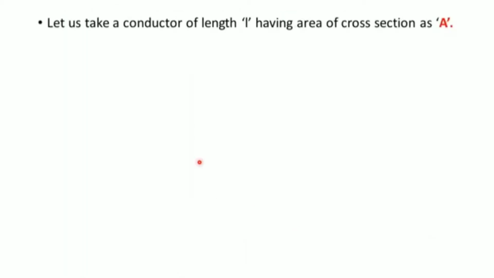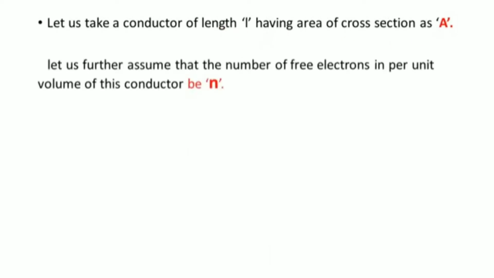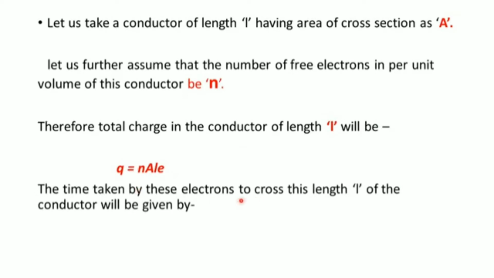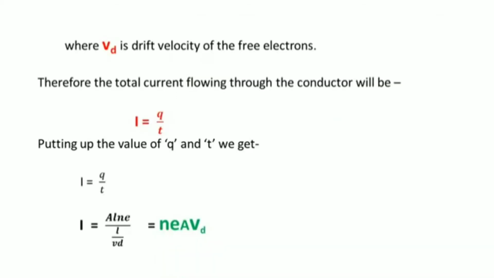Once again you can understand, the length of the conductor is L, its area of cross section is A, n is the number of free electrons in unit volume of the conductor. The total volume of the conductor is A into L. So total number of electrons and the charge contained by the conductor will be nAL into e. So time taken to cross the conductor will be L by Vd. So how much current will be flowing? Q by T. Putting the values, you get I is equal to neAVd. This is the relation between current and drift velocity. Very important relation.